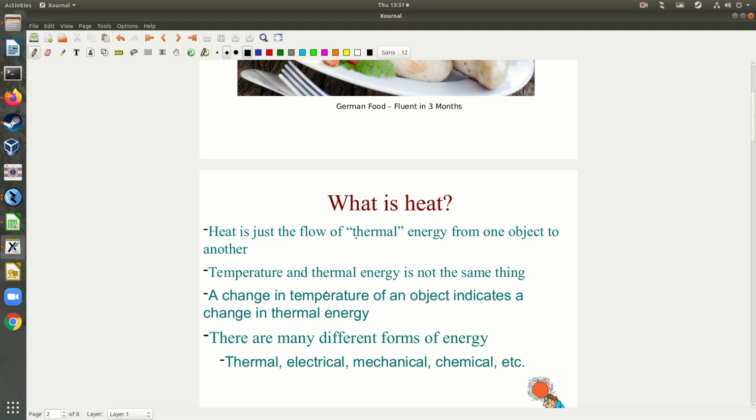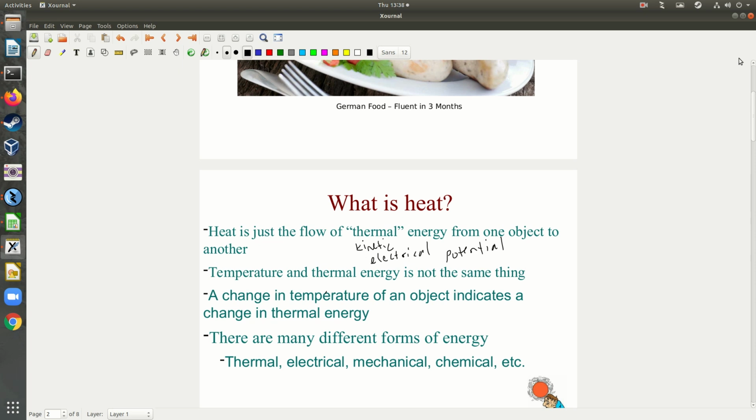There are different types of energy that we've talked about, or maybe I've mentioned before. You may know of kinetic energy as one. There's electrical, kinetic, electrical, potential, and those are just to name a few. But there are lots of different forms of energy. Thermal energy is just another form. Temperature and thermal energy are not the same thing.